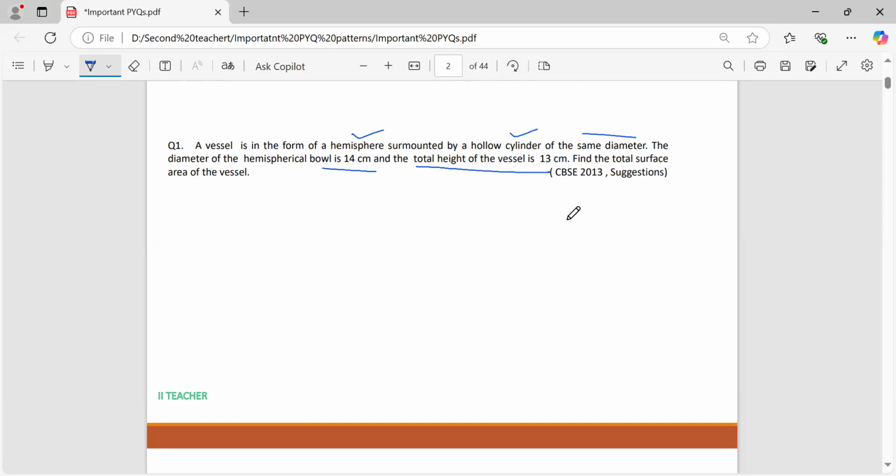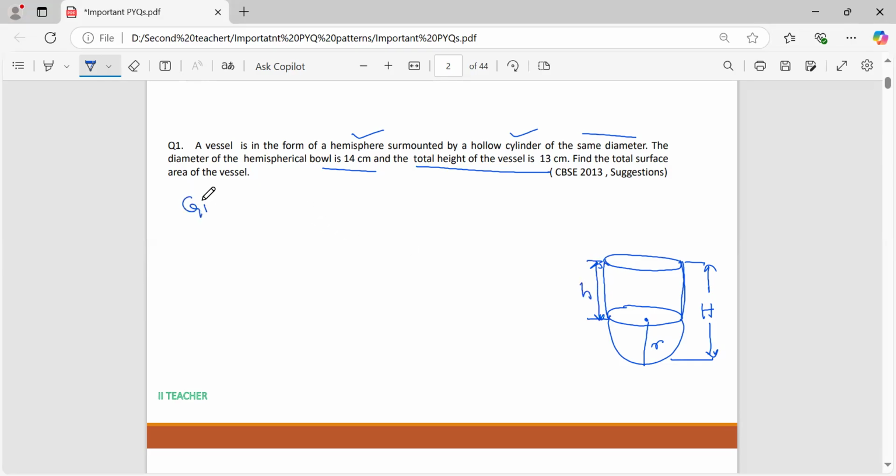So let's try to draw the diagram first. So there is a hemisphere and this hemisphere is surmounted by a cylinder. It is given that the diameter of both are the same. Okay. So this is the cylinder. So I know hemisphere. So this is the radius of the hemisphere R and the total height is H. Okay, total height I have taken as H and the height of the cylinder I will take as small h. So these I'll write, okay? While writing also we have to write.